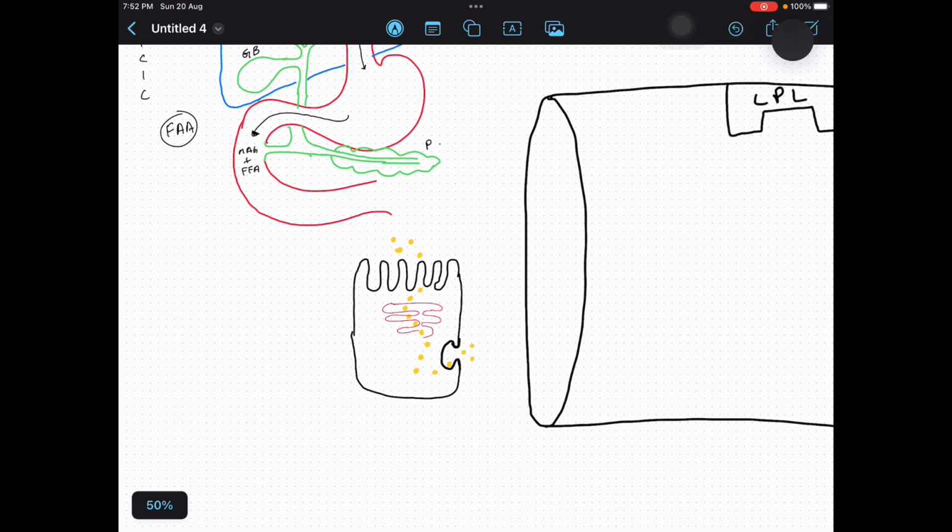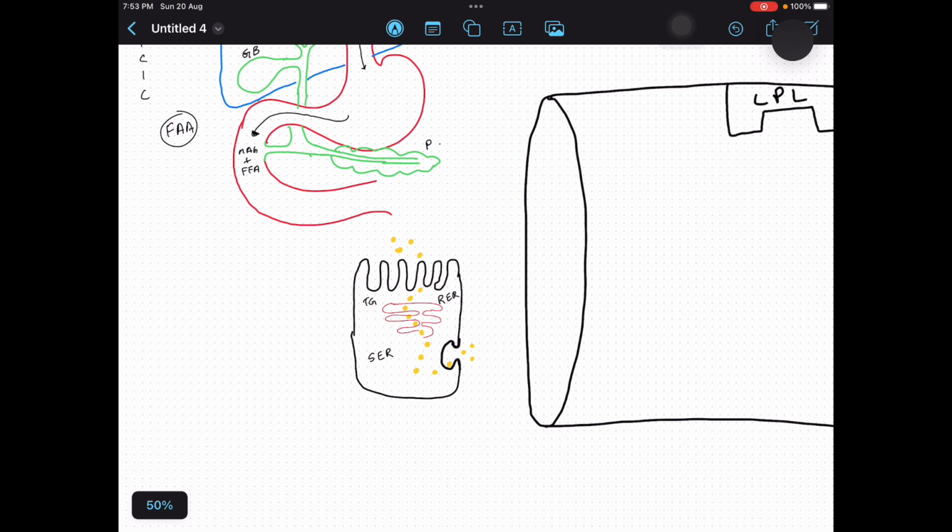Once the micelle enters the second part of the duodenum, it goes through the rough endoplasmic reticulum, then the smooth endoplasmic reticulum. Before going through them, it rejoins to form triacylglycerol. After forming triacylglycerol, it goes to the rough endoplasmic reticulum and smooth endoplasmic reticulum. This is the rough endoplasmic reticulum, and there is the smooth endoplasmic reticulum.